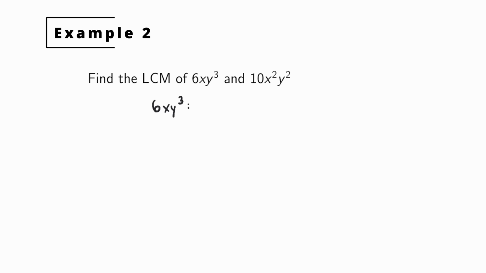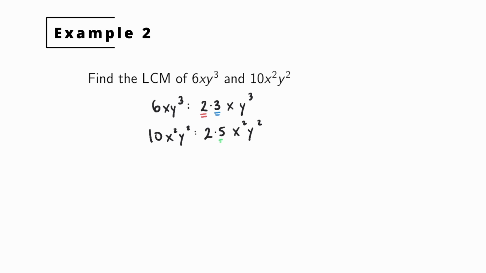So 6, of course, is 2 times 3. And then we have xy cubed. Then we move on to the next one, 10x squared y squared. 10 is 2 times 5, x squared y squared. All right, so our numerical factors, we have a 2 in each, so we need a 2, but they're both the first power. We have a 3, and we have a 5. We need each one of those. Those are all unique. They're all to the first power at most.